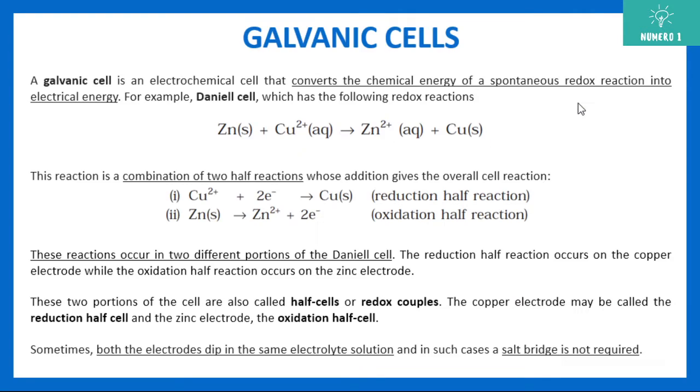First of all, we saw in the previous session the Daniell cell. If you remember what the Daniell cell was, it was this reaction: zinc plus copper aqueous gives you zinc 2 plus aqueous and copper. What it was doing was converting the chemical energy of a spontaneous redox reaction into electrical energy. So the Daniell cell is such an example, and all these cells are known as galvanic cells.